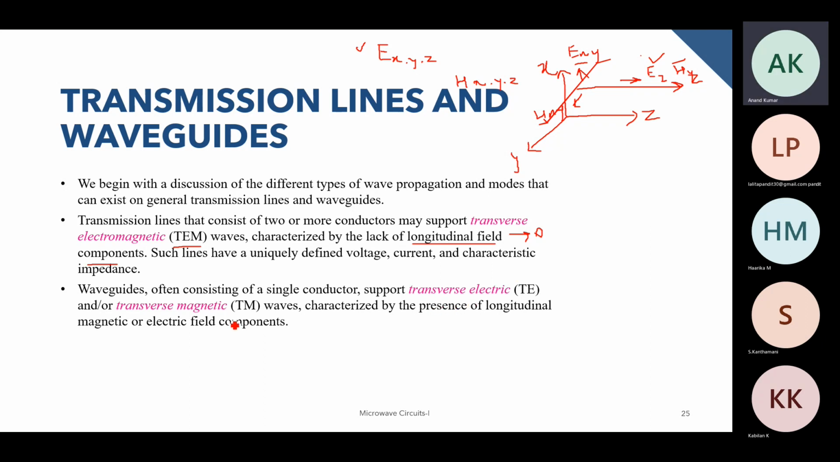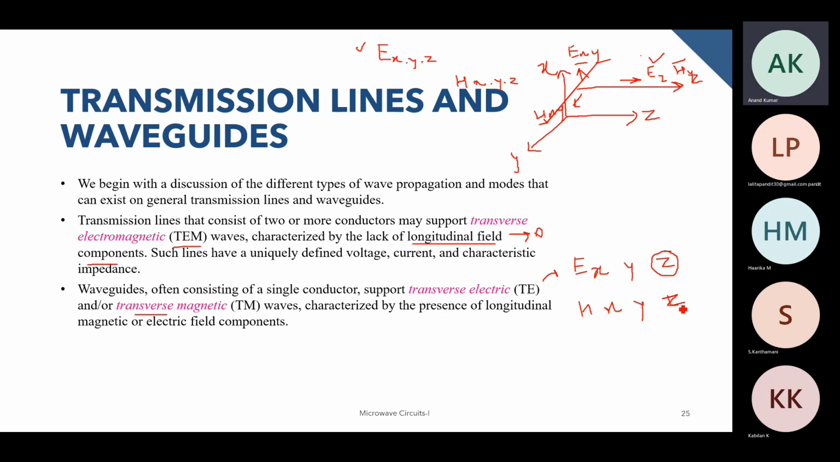Transverse electric and transverse magnetic are on similar lines. For example, if we are just considering the electric fields, we will have the Ex component, Ey component, and Ez component, and the wave could be propagating in any of these directions. For simplicity, we're assuming that the wave is propagating in the z direction. Similarly, you will also have the magnetic field components Hx, Hy, and Hz.